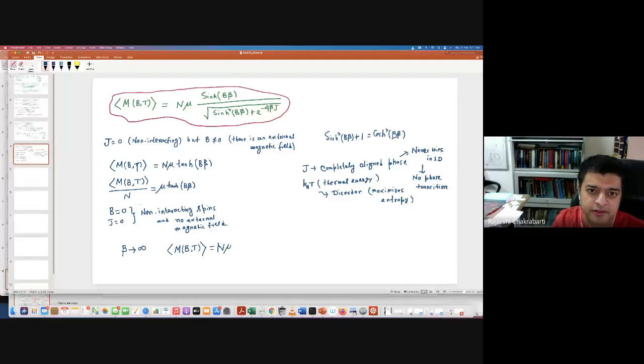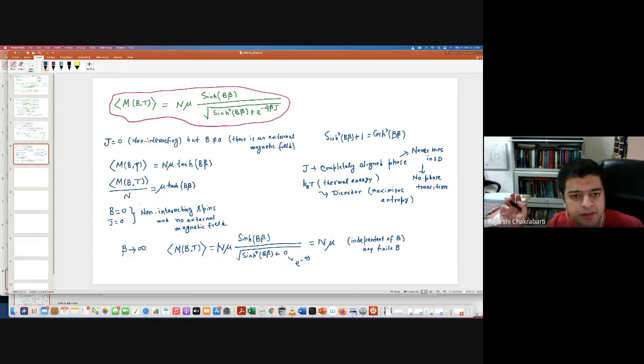Sorry for this handwriting. You have sine hyperbolic beta B there. And here, very easy actually, this term is equal to 0, no? Because exponential minus infinity is 0. Yes, sir. So this will give you n mu. So this is independent of B, isn't it? For any finite B, this is fine.